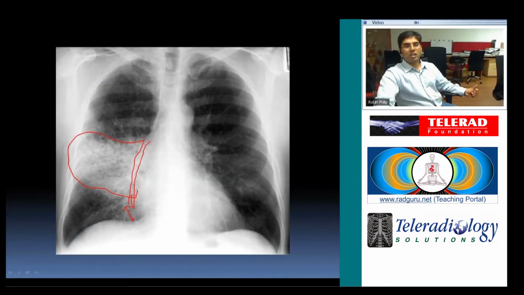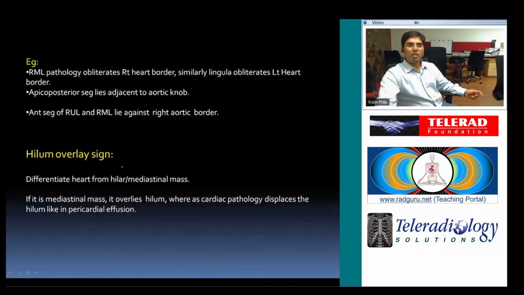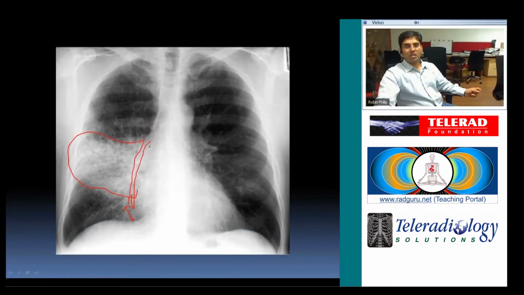And this is the classic example of pneumonia or consolidation in the right middle lobe that is obscuring the border. Another is the lingular border, which is in close contact with the left heart border. So if you see any lingular pathology, the left heart border will be obscured. And the apico-posterior segment lies close to the aortic arch. So if there's any pathology in this apico-posterior segment of the left upper lobe, the aortic knob will be obliterated. And then the anterior segments of the right upper lobe and right middle lobe lie against the right heart border as well. So in this case, you can see the right heart border is also obscured.